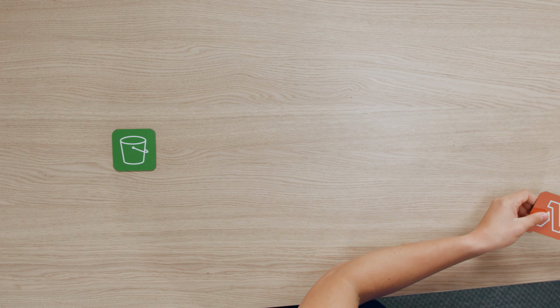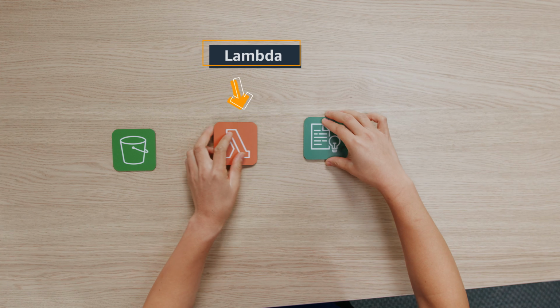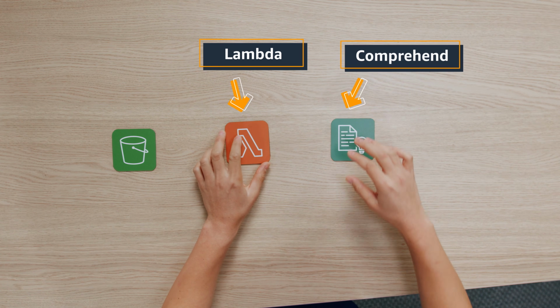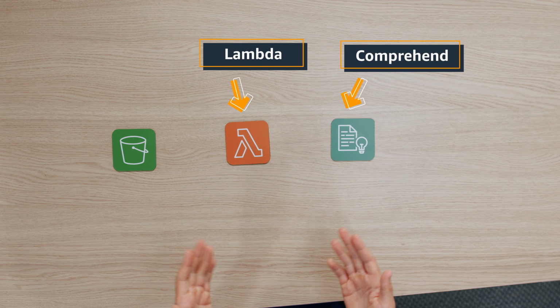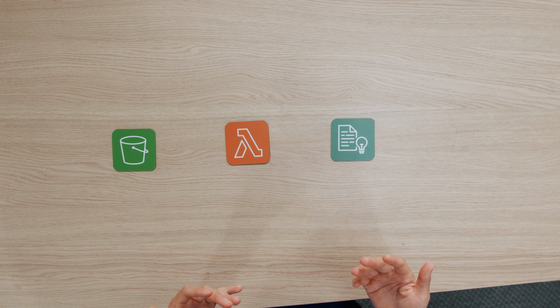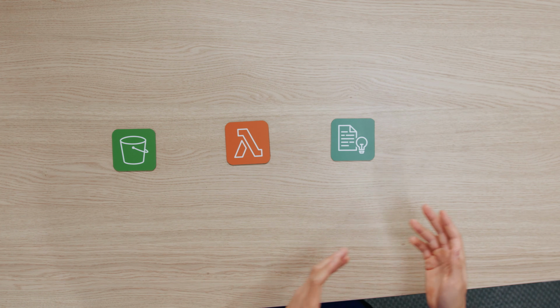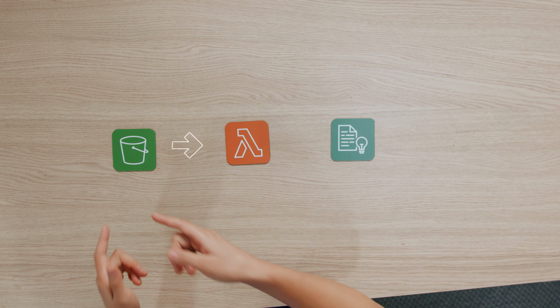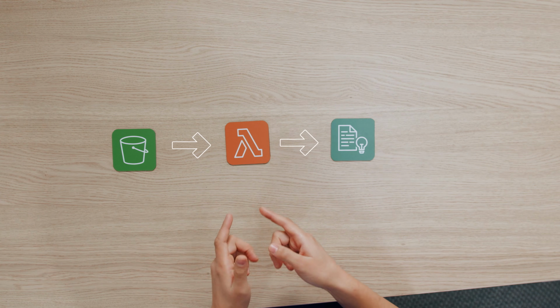Once the data is in S3, an AWS Lambda function will be triggered to call the Amazon Comprehend Medical API. Lambda allows you to run code without having to manage servers. Lambda functions can be triggered based on events, so in this case, putting data into S3 triggers the Lambda function to run. Comprehend Medical is a service that uses machine learning to extract health data from medical text.